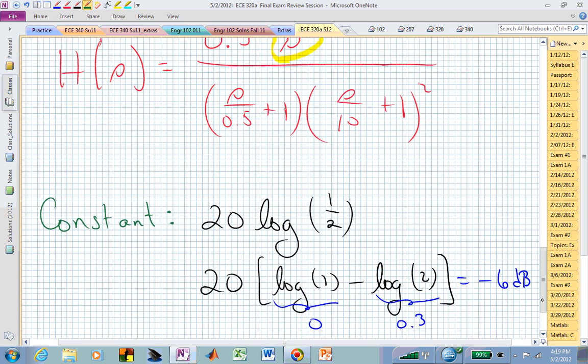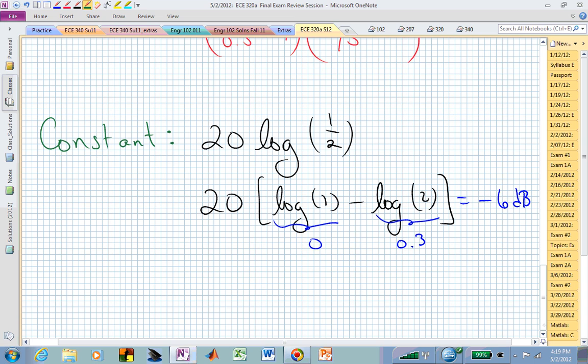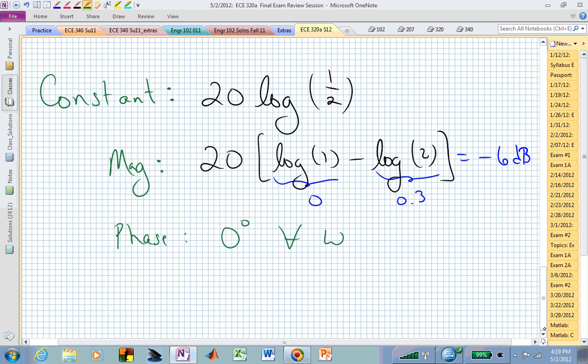So there is the constant, and what's the phase of the constant? So this was the magnitude, and the angle of that, since it was positive, it's 0 degrees for all omega. What about the 0 at the origin?